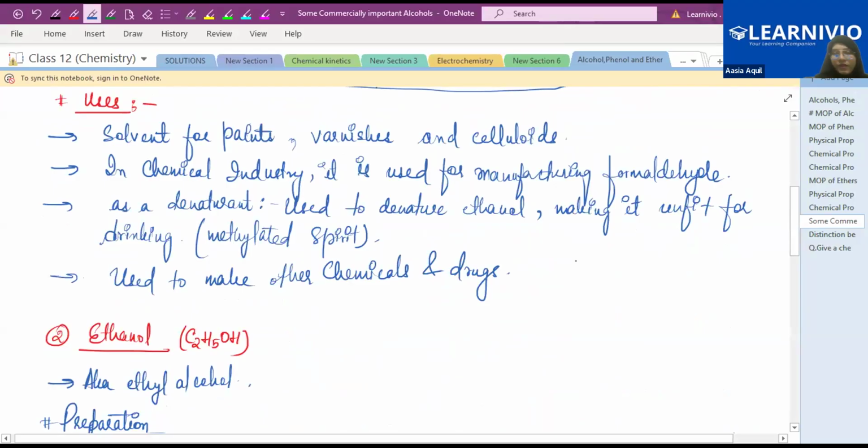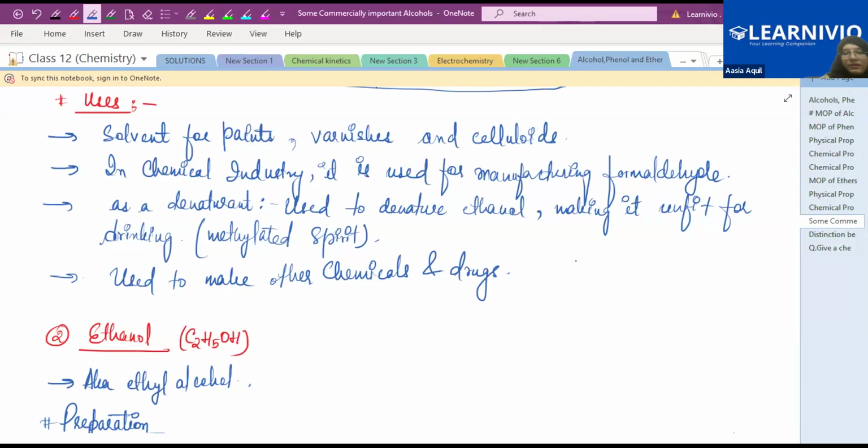Okay, so varnish is just a clear liquid that you paint onto a hard surface, just like polishing. When you polish wood with a clear liquid, that is known as varnish. So in varnish, this methanol is used. Varnish is basically a clear, transparent liquid that you paint on the wood just to make it shine and to protect it, right? So that is your varnish.